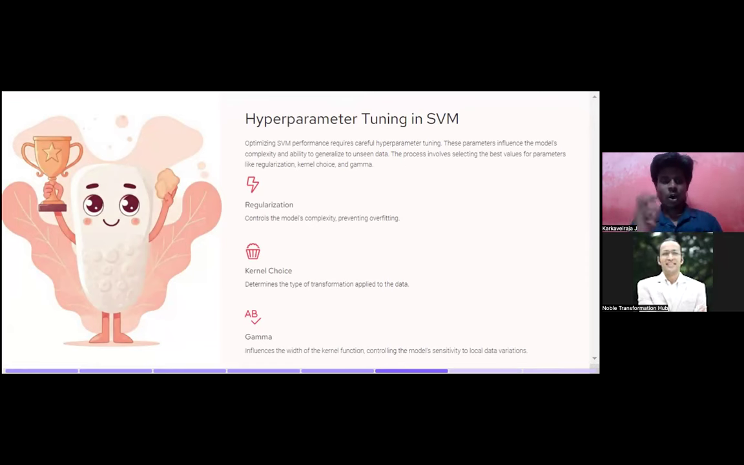Okay, optimizing SVM performance requires hyperparameter tuning. These parameters influence the model's capability, its complexity, and its ability to generalize on unseen data. The process involves selecting the best values for parameters like regularization, kernel choice, and gamma value.